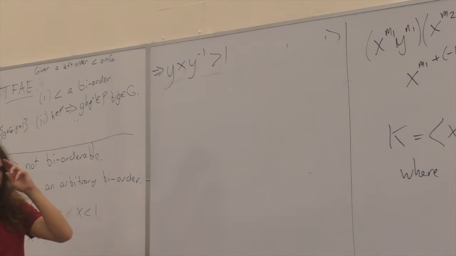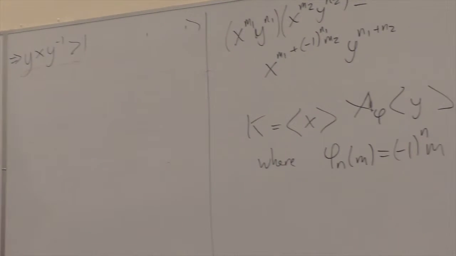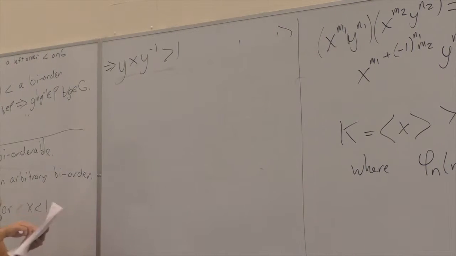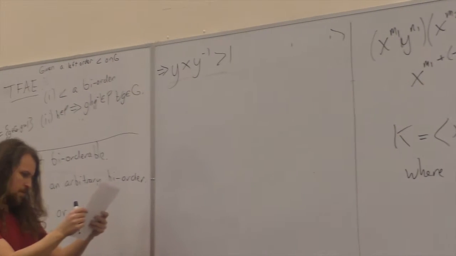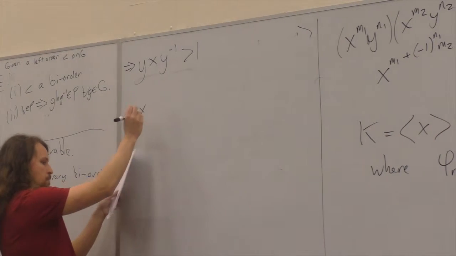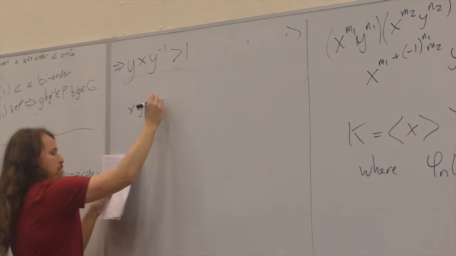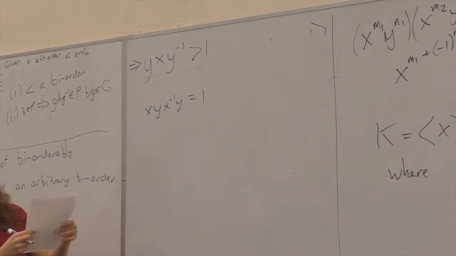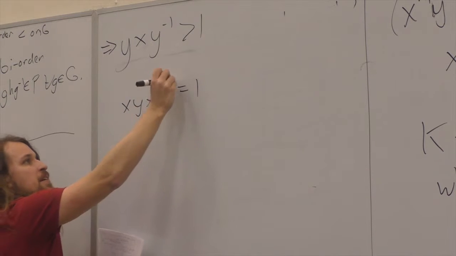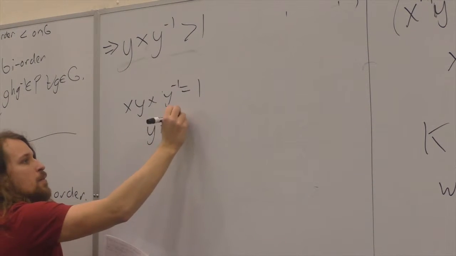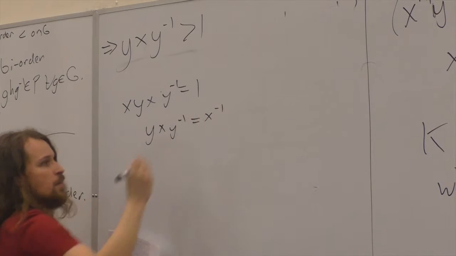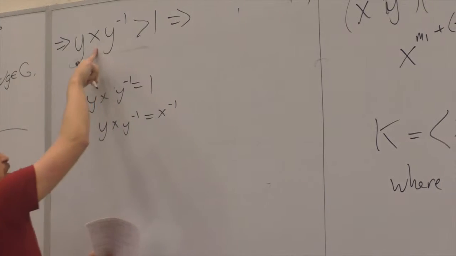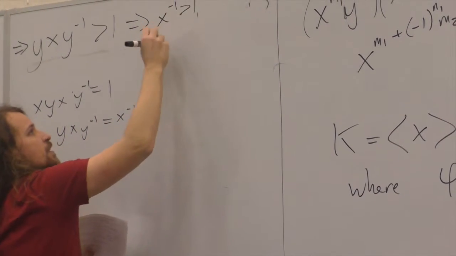However, if you apply the relation in the Klein bottle, yx, sorry, flip this side there. Conjugating x by y gives us x inverse. So this will imply that this is equal to x inverse. And this is a contradiction.